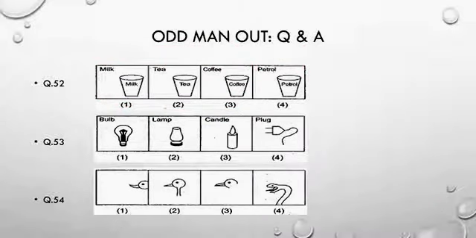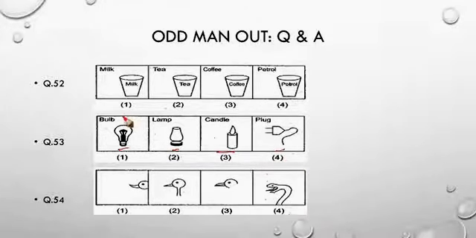Let's go to question number 53. In question number 53 there are 4 options given. The first option is a bulb, the second option is a lamp, the third option is a candle, and the fourth option is a plug. We can see that bulb, lamp and candle can illuminate light, but a plug cannot illuminate light.